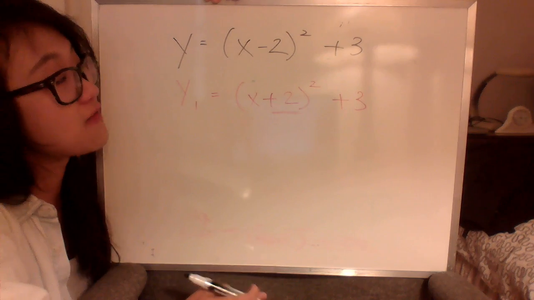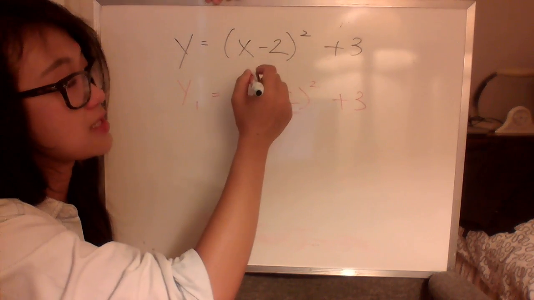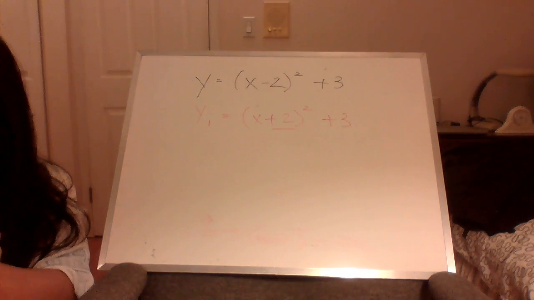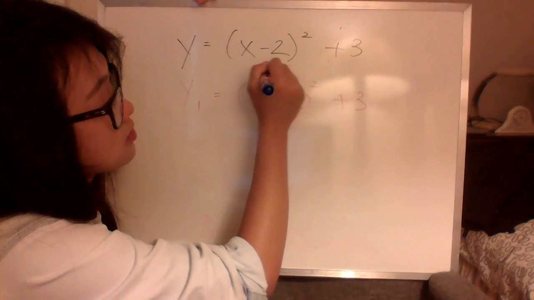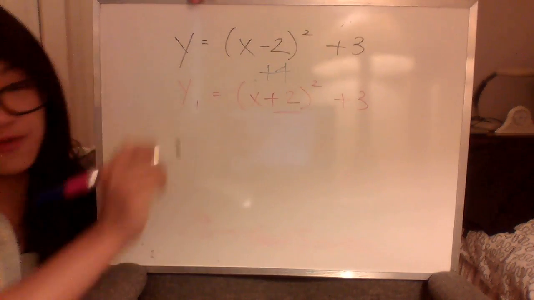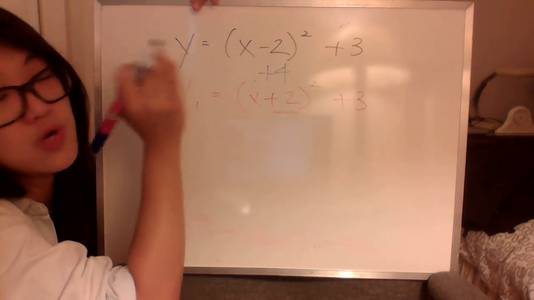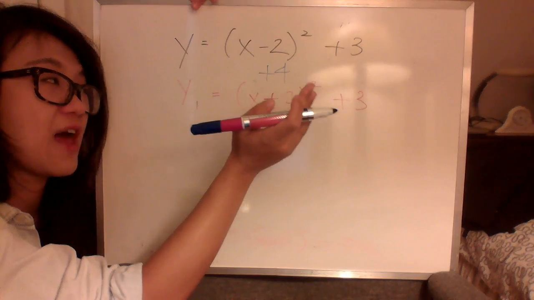And then we ask ourselves how did we get from negative 2 to plus 2, which means that in between you would have to have, let me grab a different color here for the process, a plus 4 that happened. Now what's plus 4 when it happens inside the bracket? It is a horizontal translation, right? And plus 4 means that you need to move to the left 4 units.